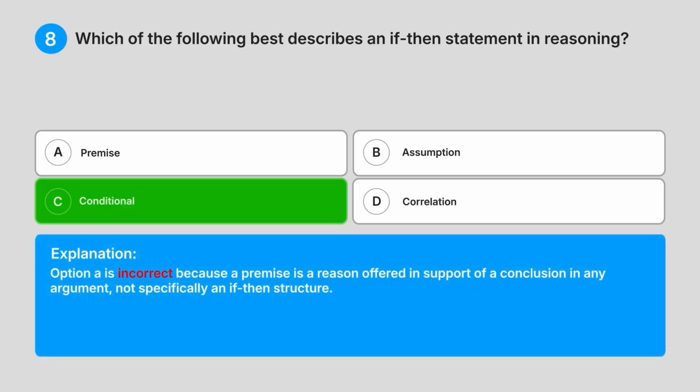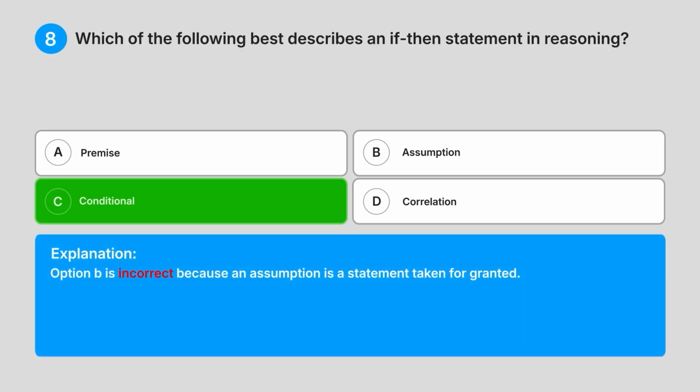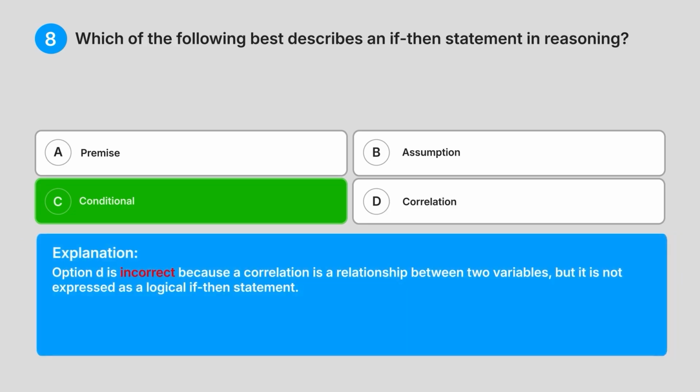Option A is incorrect because a premise is a reason offered in support of a conclusion in any argument, not specifically an if-then structure. Option B is incorrect because an assumption is a statement taken for granted. Option D is incorrect because a correlation is a relationship between two variables, but it is not expressed as a logical if-then statement.